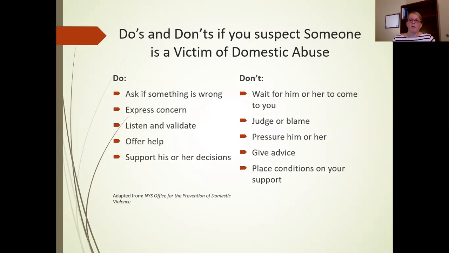So, what if you have a friend that you suspect is in a relationship that includes domestic violence? Here are some tips to be able to help your friend. Ask them if something is wrong. Express your concerns. Listen and validate their feelings. Offer help. Support his or her decisions.